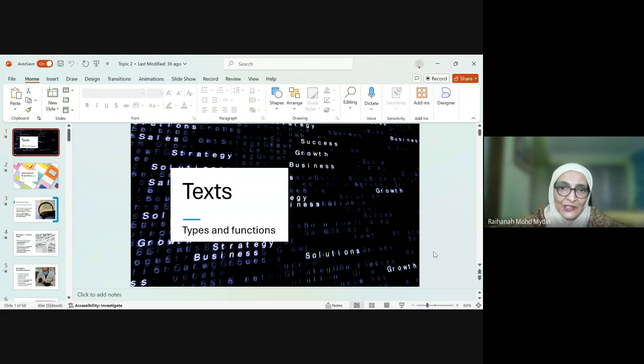For today's session, we're looking at text. This is still an introductory lecture session for all of you, and I'm covering a wide area. I'm like casting a net and trying to cover as many topics within this domain called text or discourse as possible. And within this area, I'm focusing on types and functions.